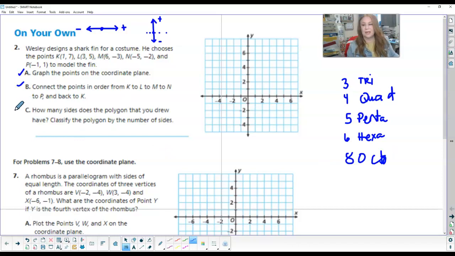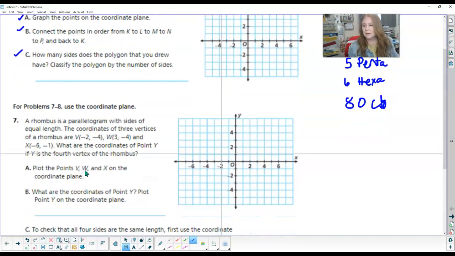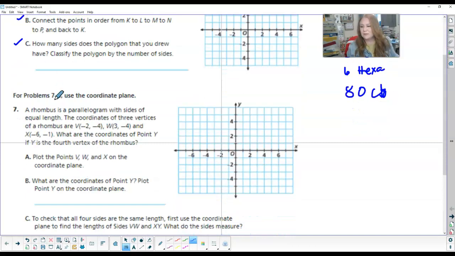So go ahead and take care of number 2. Remember, every time over, then up or down. It's like that elevator. You have to walk out of your room to the elevator, then the elevator can take you up or down. Number 7, we're going to use this coordinate plane that you'll find up here next to number 7 for 7 and 8.